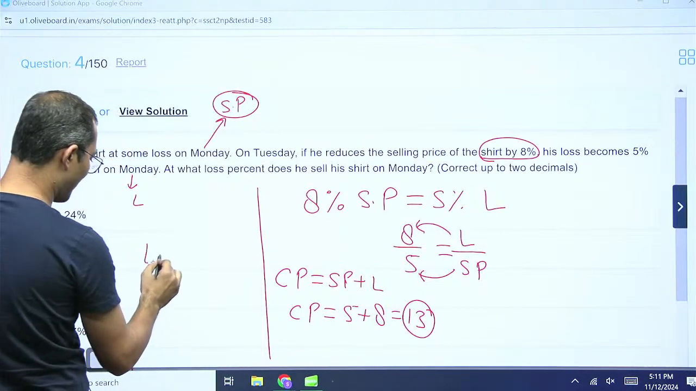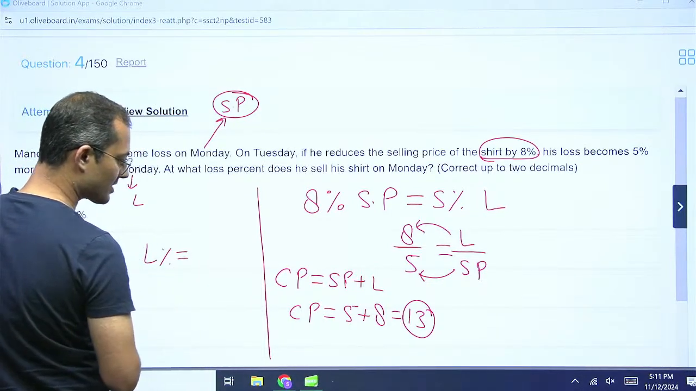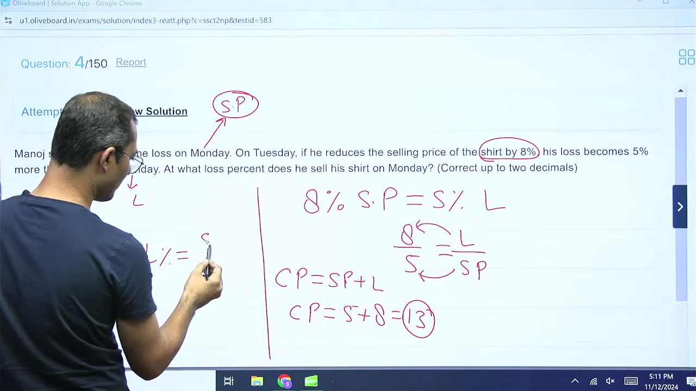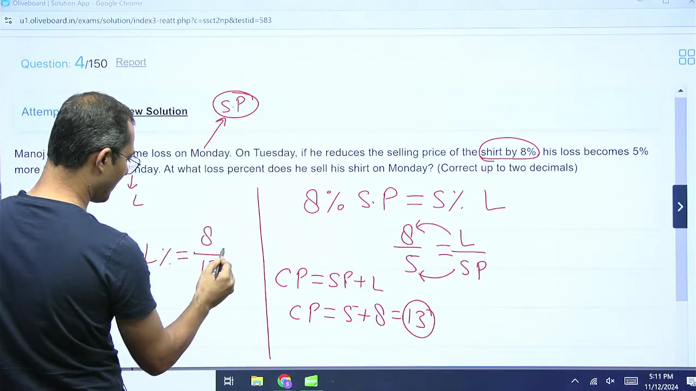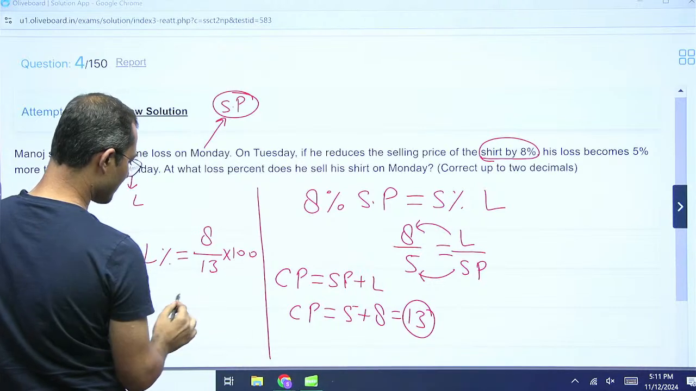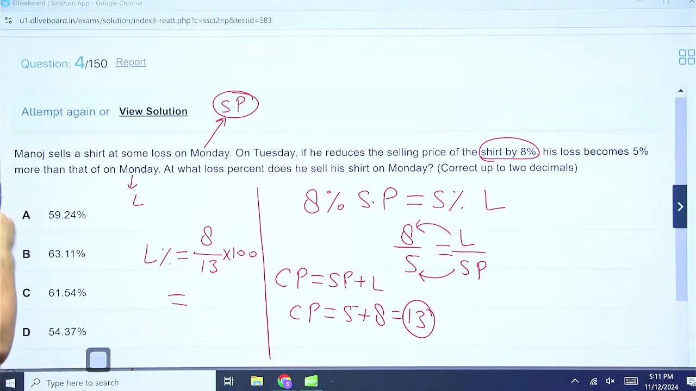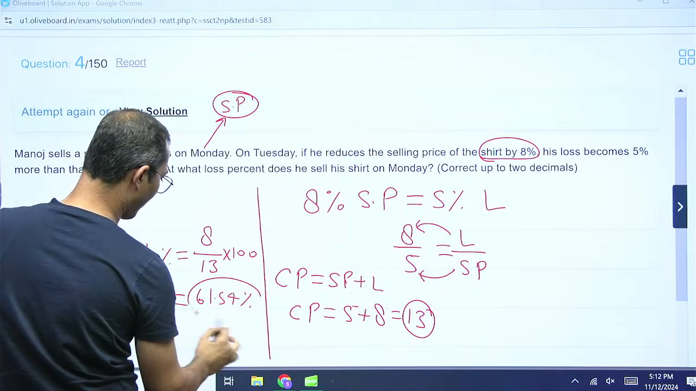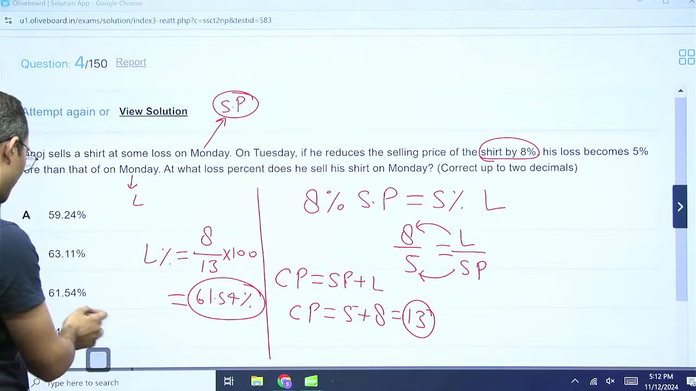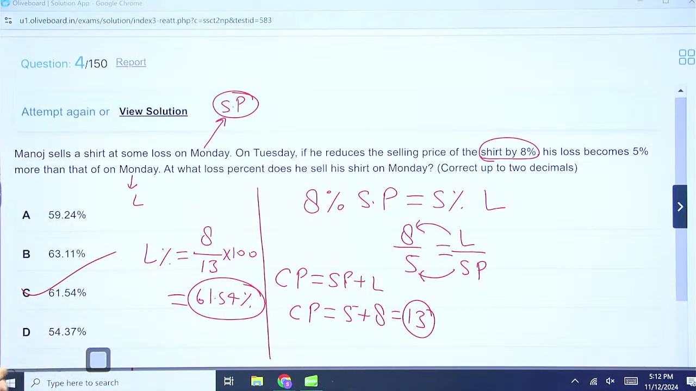So we can say that loss percentage is equal to how much? Loss percentage is equal to loss, 8 divided by 13 into 100, right? Now tell me what is the answer? So we can say that after calculating it, we will get 61.54% as the right answer, right?